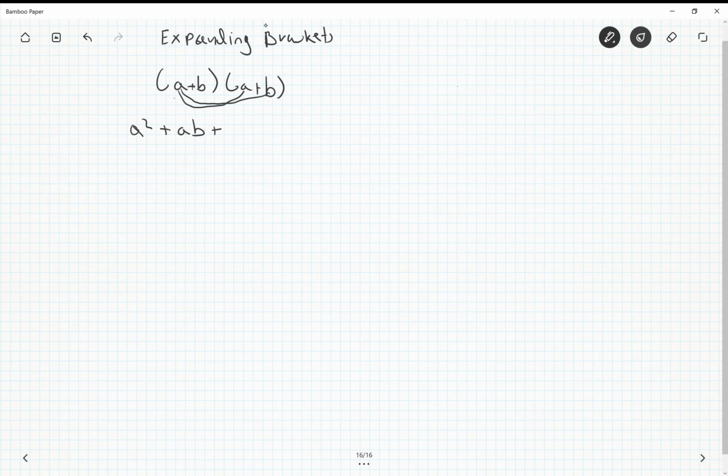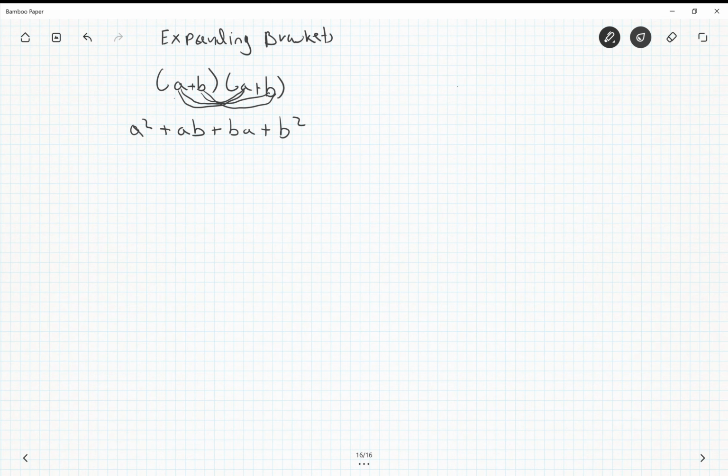So now we add that with b times a, and we add that with b times b. So let's say b times a, that would be ba, and then we add that with b times b. That wouldn't necessarily be b squared. It will just be b times b, or we'll just write b squared, but that's not the case the majority of the time.